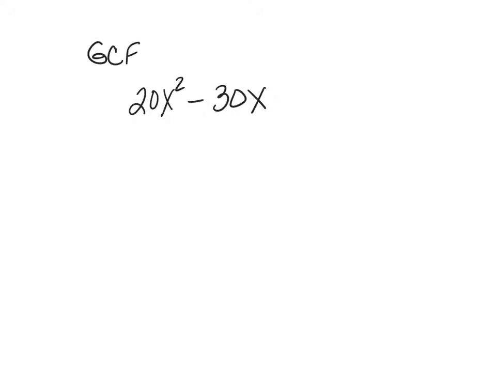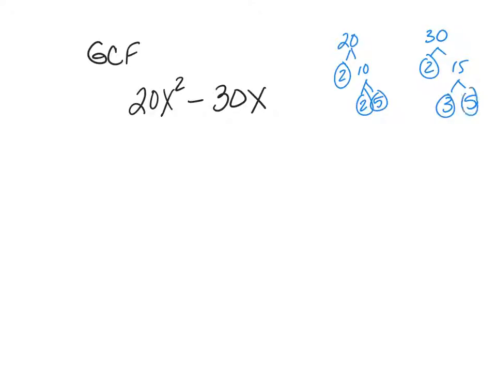So on GCF, we're going to factor this based on GCF. And what I do is I take the 20 and factor it. So that's 2 times 10. The 2 can't go any further. And 2 times 5. And then the 30 is 2 times 15. 2 can't go any further. And 3 times 5, right? So we have 2, 2, 5, and 2, 3, 5.